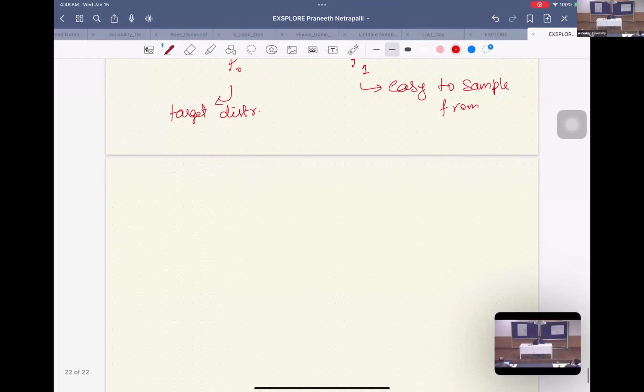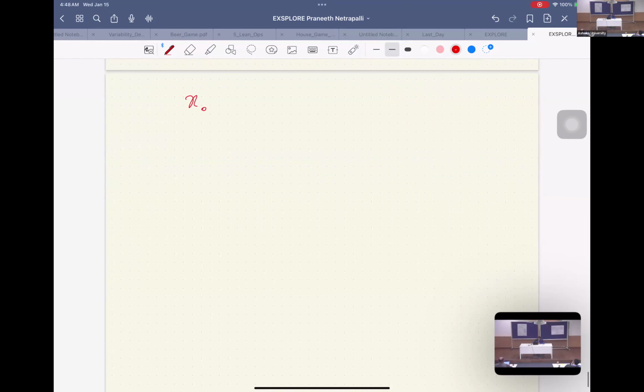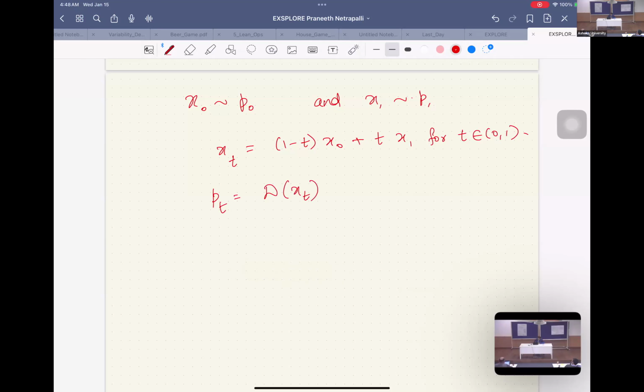So let me give an example interpolation. Let's say we take x0 from p0 and x1 from p1, and I'll set xt equal to 1 minus t times x0 plus t times x1 for t in [0, 1]. Makes sense? If you look at pt to be the distribution of xt, this is clearly an interpolating path, right? So at t equal to 0, we are at p0, at t equal to 1, we are at p1, and this is some kind of interpolating path.